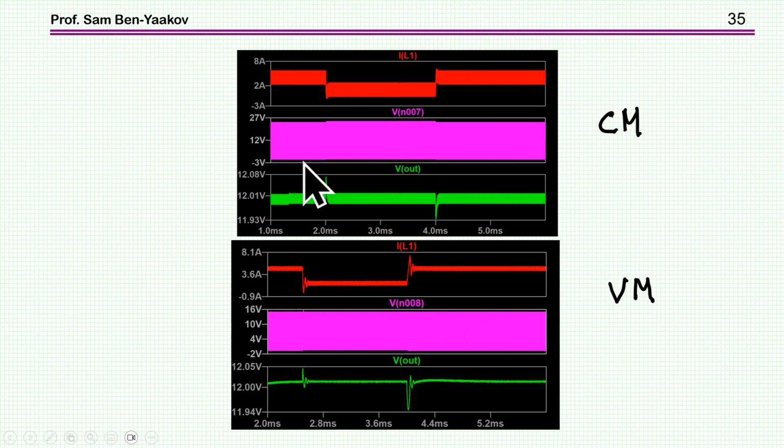So this is the current mode, and this is the voltage mode. Now, as far as the inductor current goes, we see here a fast drop and a fast rise, while here there is a slower drop plus some oscillation, and also we have it here. This is the voltage mode.